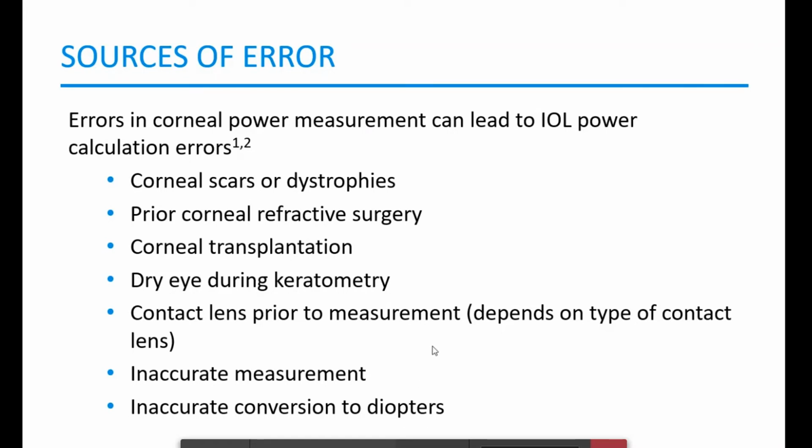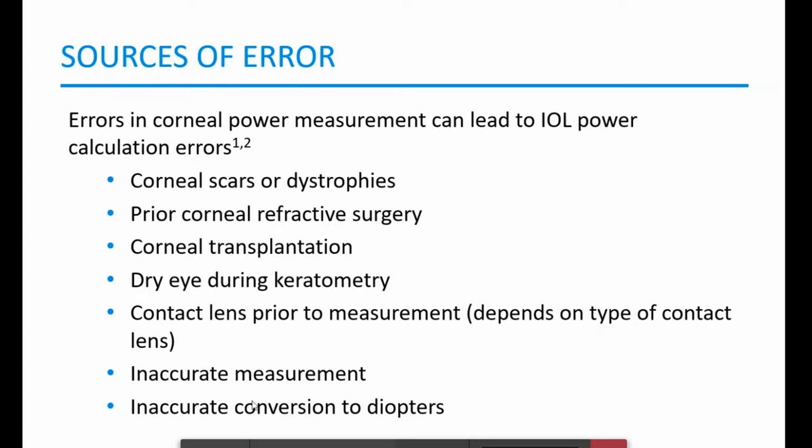Contact lens wear prior to measurement is also going to cause problems because this can alter the shape of the cornea and measure an incorrect corneal power. It depends on the type of contact lens being worn. Soft contact lenses or hard contact lenses both need to be abstained from before measurements. The period of abstinence depends on the type of contact lens. For hard contact lenses, you need a much longer period of time before you can perform the measurements. Some sources have quoted between 3 to 4 weeks for hard contact lenses, and 2 weeks for soft contact lenses.